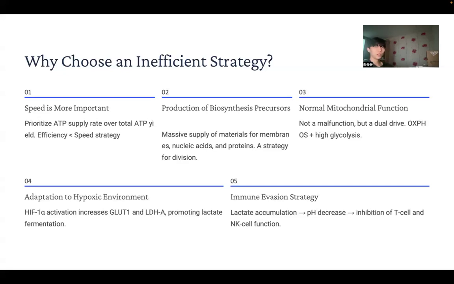Third, the mitochondria in cancer cells are not broken. Cancer cells use a hybrid system, both OXPHOS and glycolysis, switching between pathways to maximize survival and growth. Fourth, the tumor microenvironment is hypoxic. Under low oxygen, HIF1 alpha becomes stabilized and increases GLUT1, LDHA, and PDK1 expression, forcing cells to rely even more on glycolysis and preventing pyruvate from entering the mitochondria.